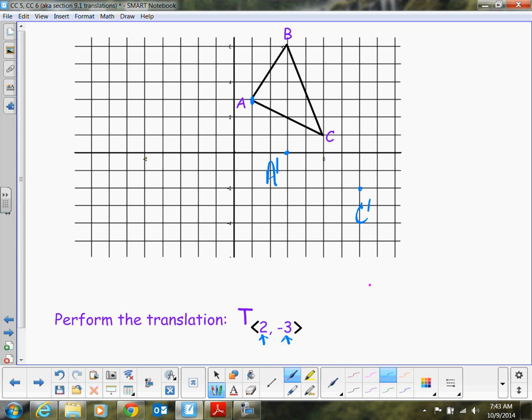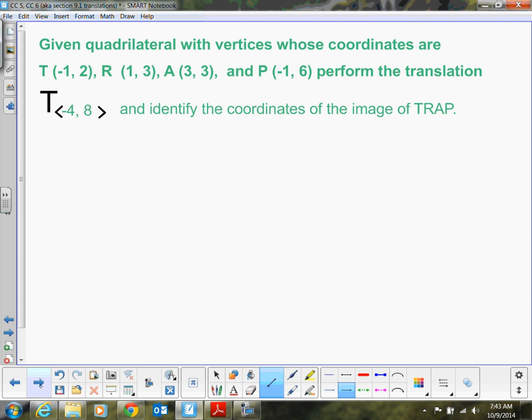You've got to label your vertices. 2 to the right, 1, 2, 3 down. B prime. Guess what? Right there is your image. Do you see how it slid? Are your sides parallel? Are your sides congruent? Are your angles congruent? Was that hard? You like this? Simple. All right, now, given a quadrilateral with vertices whose coordinates are, perform the translation.